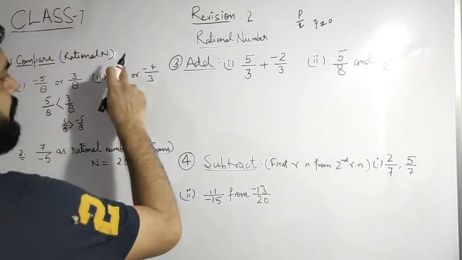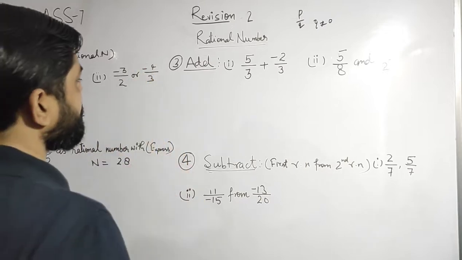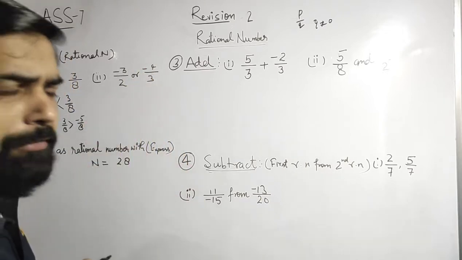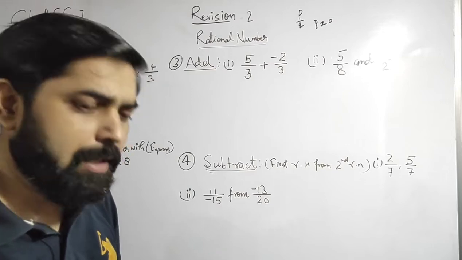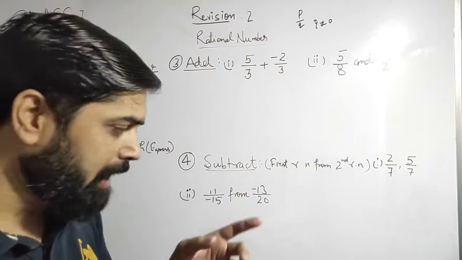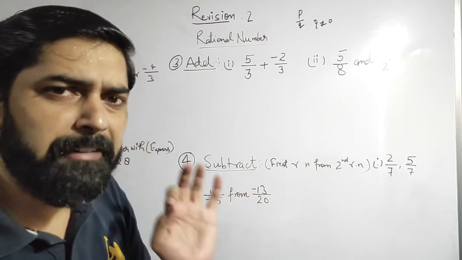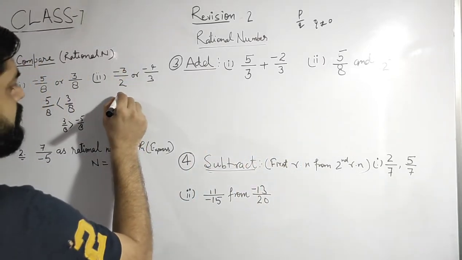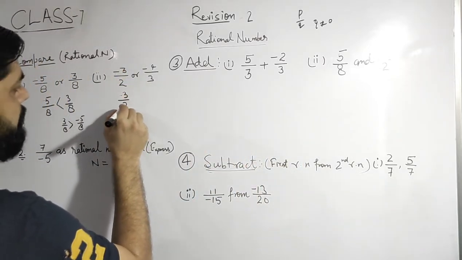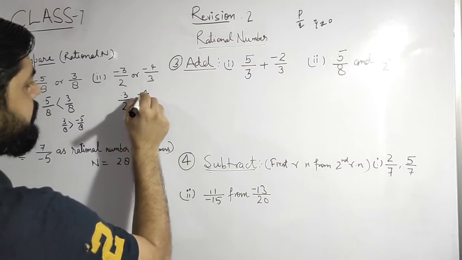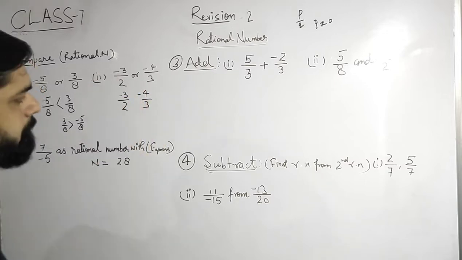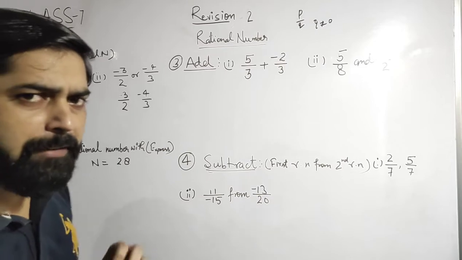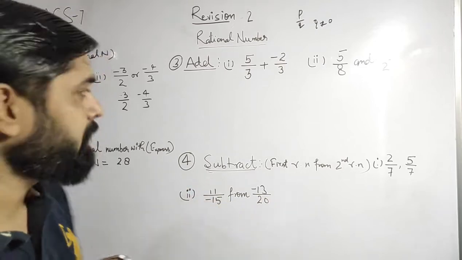So what is given here? Minus 3 upon 2 and minus 4 upon 3. Both denominators are different, so we have another method. Which one? Cross multiplication. If we have only two numbers, we can find by cross multiplication which one is greater and which one is smaller.